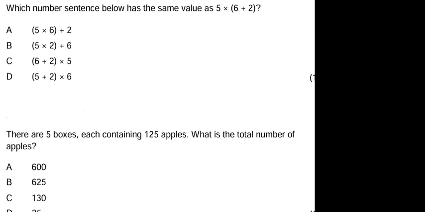All right, let's look at this one. Which number sentence below has the same value as 5 times bracket 6 plus 2? According to the BODMAS rule, we're supposed to work out what's inside first, right? So that would be 8. Oh, they didn't work out this. All right, well done. So we're just looking for basically the same thing. Definitely C. Yeah, 6 plus 2 in the bracket. Okay, cool. All right, let's move on to the next item.